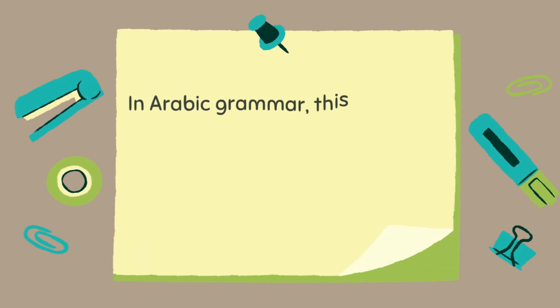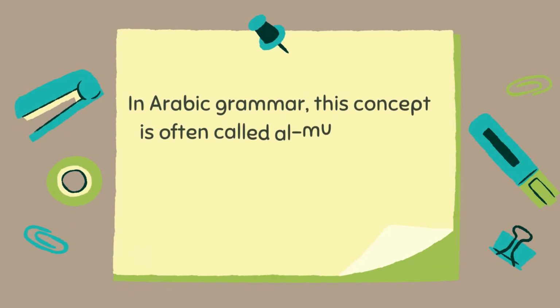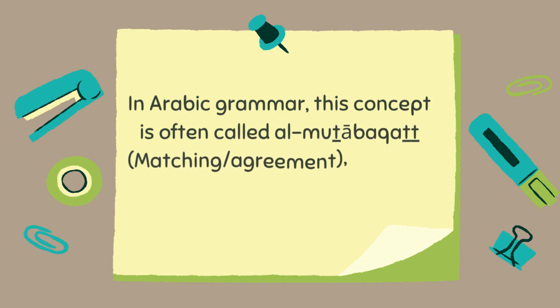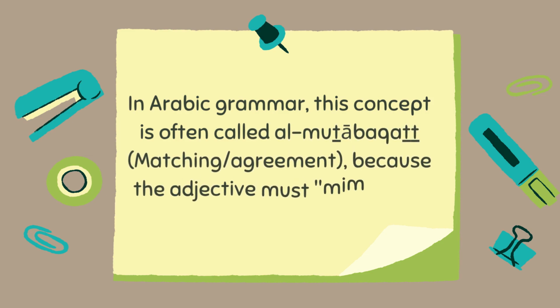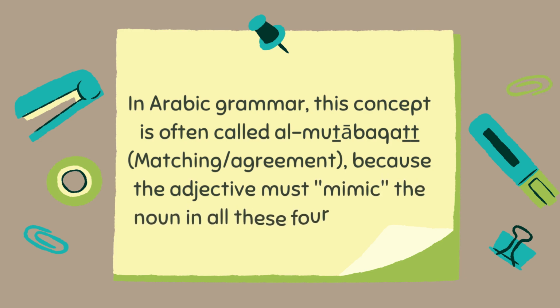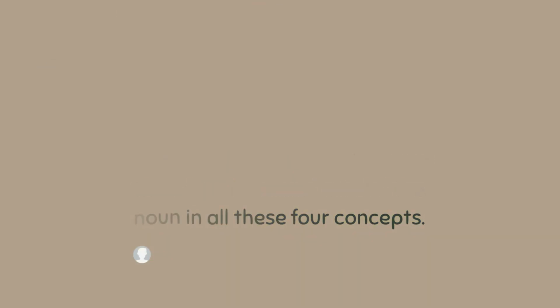In Arabic grammar, there is an important concept called al-mutabaqah, which means agreement or matching, because the adjective must mimic the noun in all these four concepts. Number one, in gender, whether it is masculine or feminine. Number two, whether it is singular or dual or plural. Number three, definiteness and also indefiniteness.